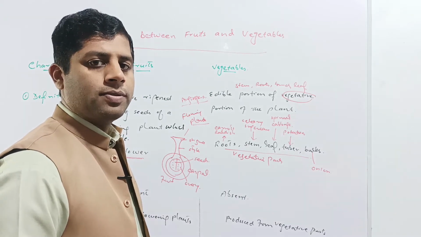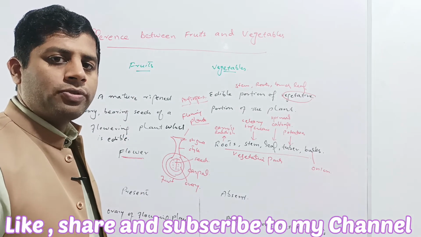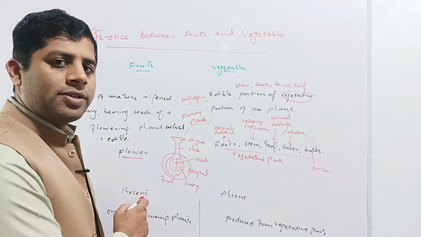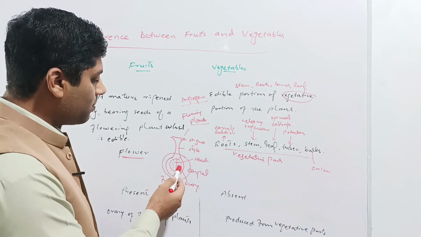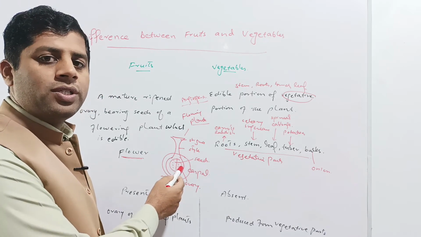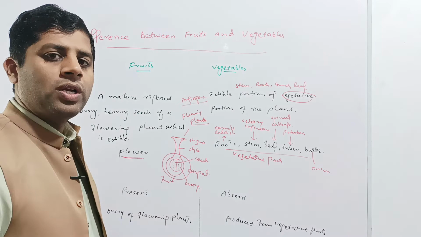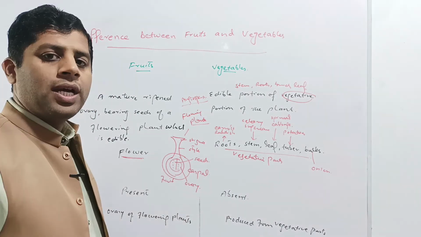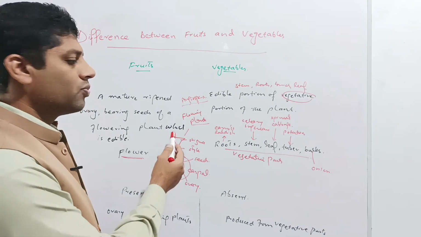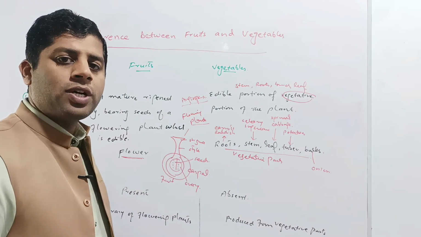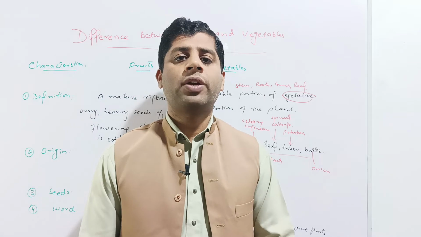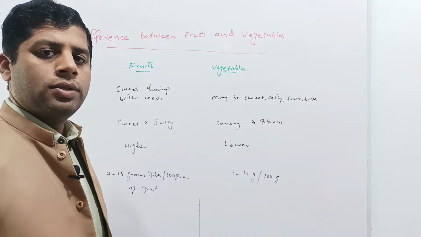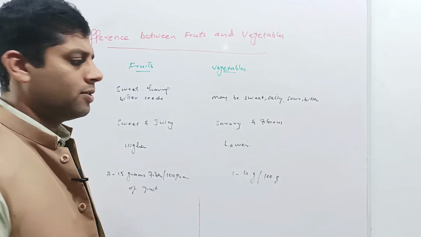Next, a very important difference between fruits and vegetables lies in the seeds. In the case of fruits, seeds are present and mandatory because, as we have discussed, the ovary comprises the ovules, which are converted into the seeds enclosed in the fruits. In the case of vegetables, seeds are absent. Next is the word origin. As stated earlier, flowers produce fruits and the vegetative parts produce vegetables. So the term fruit is derived from the flowers, while the term vegetable is derived from the vegetative part of the plant.